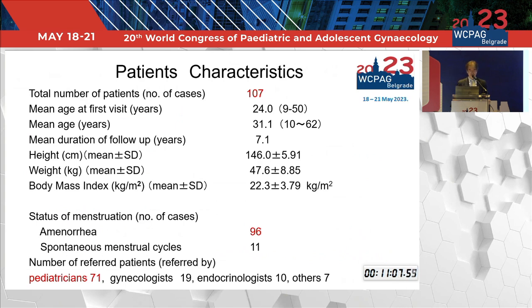So this is our research patient characteristics. We have 107 patients, and 96 had amenorrhea, almost two thirds of them primary amenorrhea, and about 70% of patients transitioned from pediatricians.